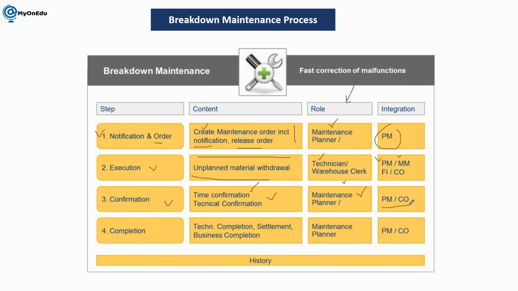It is in plant maintenance and controlling module. Finally, once the issue has been supervised by the supervisor, he will complete the order, and after that settlement will be carried out. So this activity will be taken into PM and CO. You can check the history of the maintenance order or notification in the system.